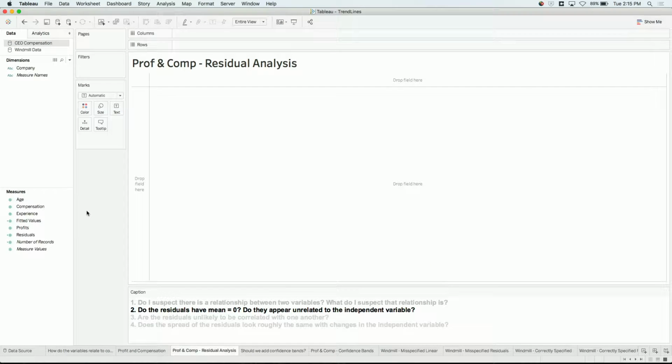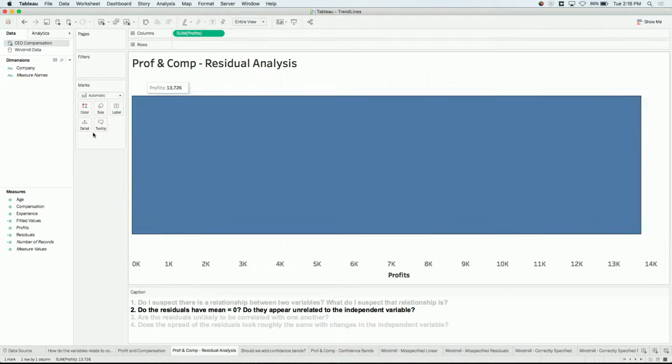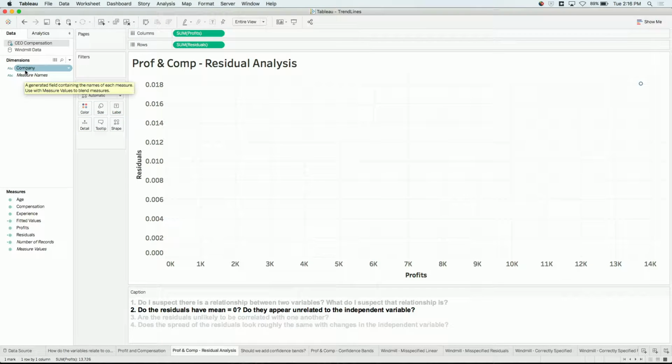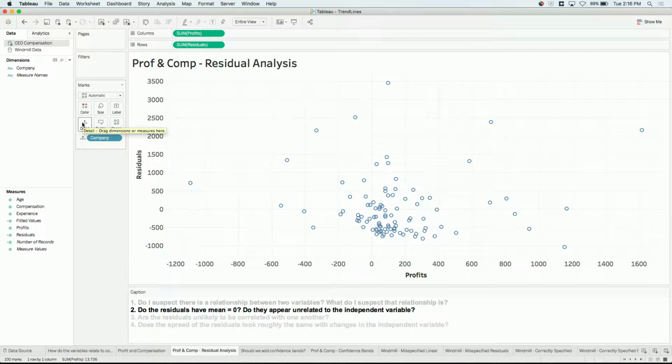Okay, so how do I analyze my residuals? Well, there's something in there about the independent variable, so that'll tip me off that I should plot the residuals against the independent variable. Independent variable, remember, was profits. Let's place residuals on rows. And I want this at the level of detail of the trend line, so let's place company on detail. And that's what my residuals look like.